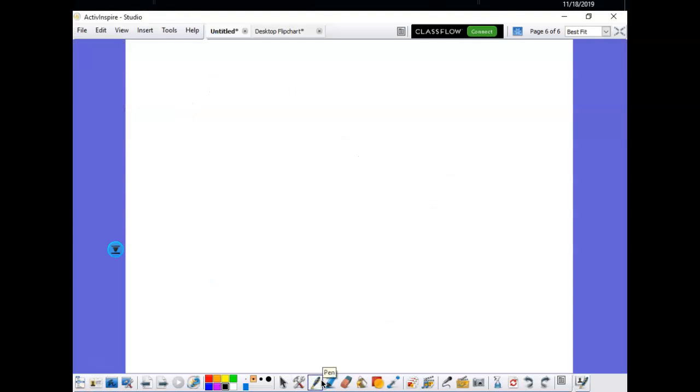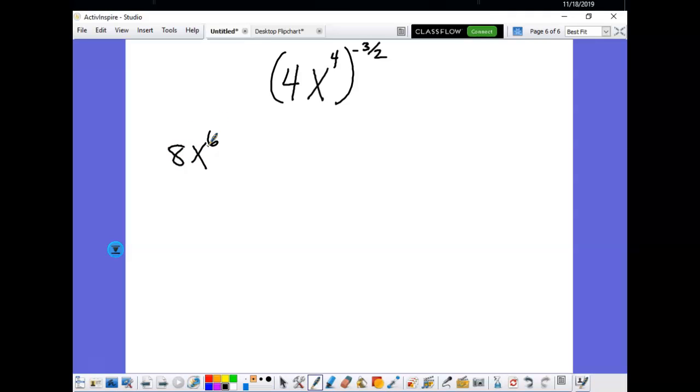One last chance to grab that before we call it a day. So how about 4x to the 4th power raised to the power of negative 3/2. I want to change that bottom number to a 2. All right, see if you guys can get that. John thinks the answer is 8x to the power 6. You're very, very close, but you're not quite there. You know why? It's because it's 1 over 8x.